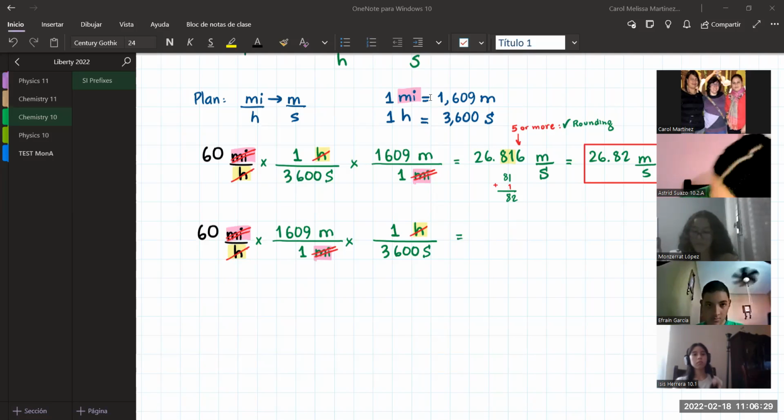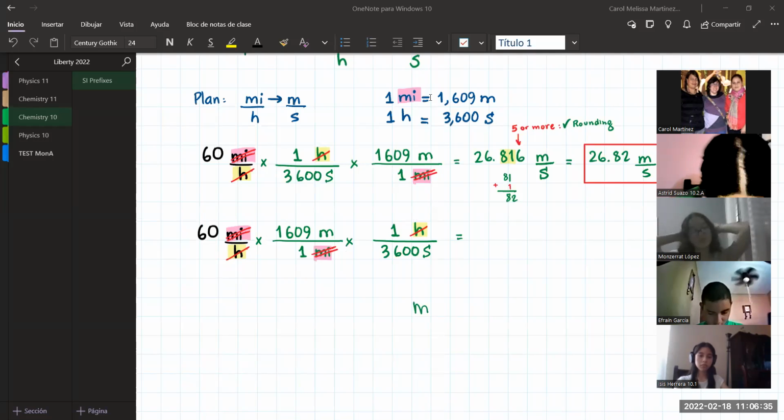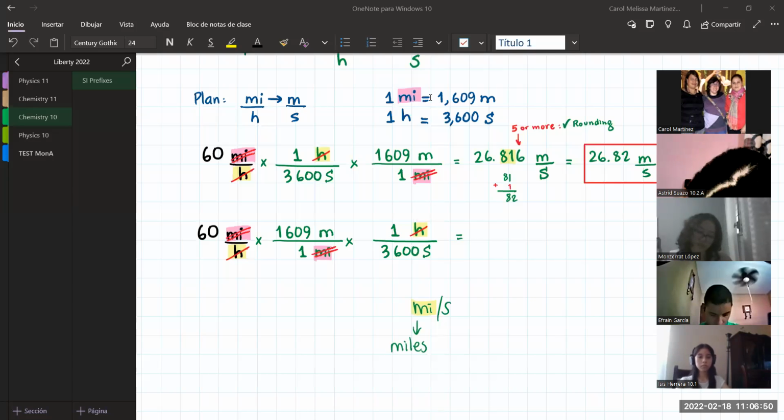Lester, in your case, you sent me mi over second. In this case, this unit is not correct because I represents miles. Okay? So remember this, M is meter and MI is miles. It is different.